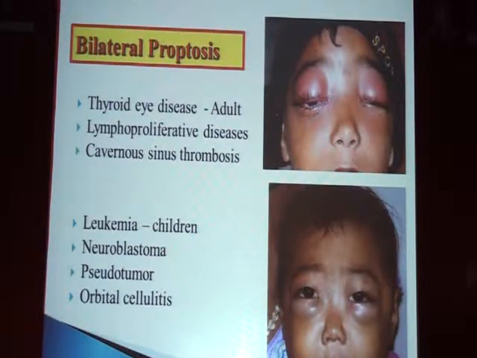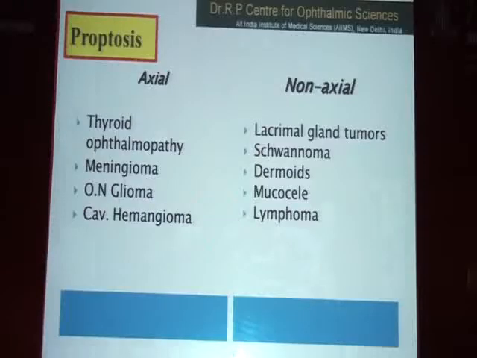Now, if the patient is presenting with bilateral proptosis and he is an adult, look for these three causes importantly: thyroiditis, lymphoproliferative disease, or bilateral cavernous sinus thrombosis. And in children with bilateral proptosis, you should look for leukemia, neuroblastoma, or orbital cellulitis.